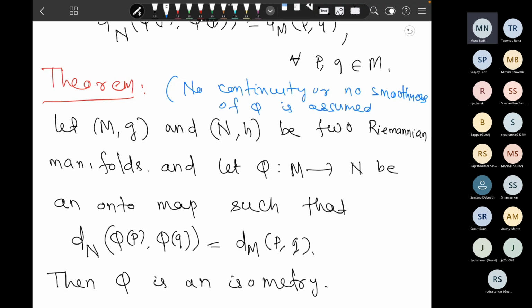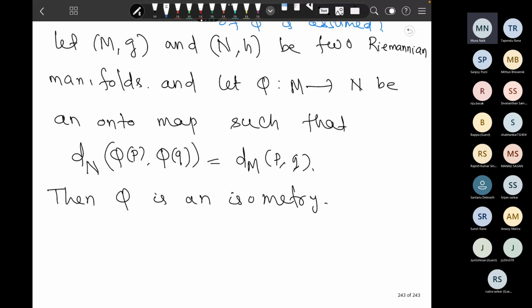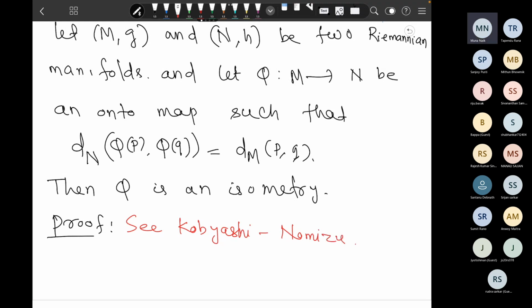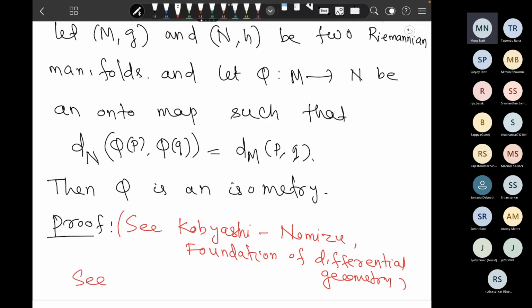Okay, so this is a very interesting theorem, and for the proof you can see the book of Kobayashi and Nomizu, titled Foundations of Differential Geometry, probably in volume 1. You can also look at Helgason, which also has this theorem.